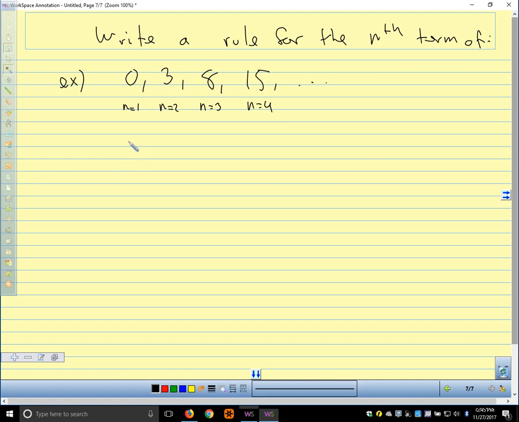So this is 1 squared minus 1. This is 2 squared minus 1. This is 3 squared minus 1. That's 4 squared minus 1. So this would be n squared minus 1. Now, there may be other ways that you could come up with a formula for this. That's the one that jumps out at me as well.